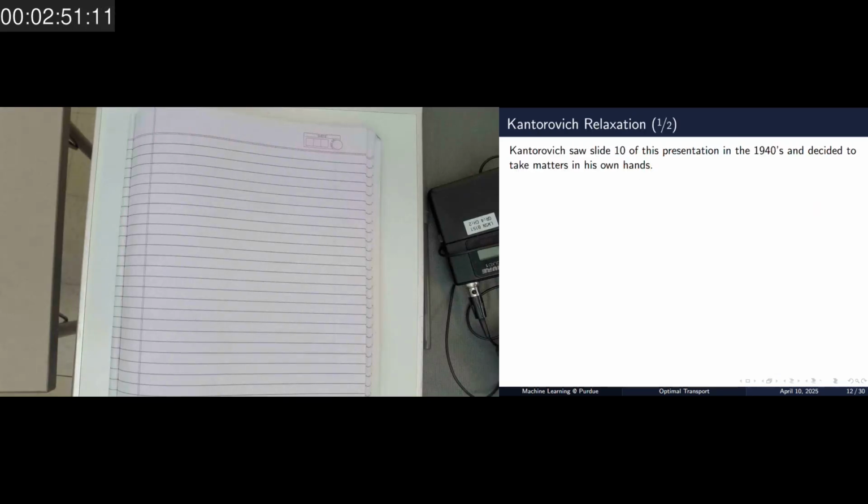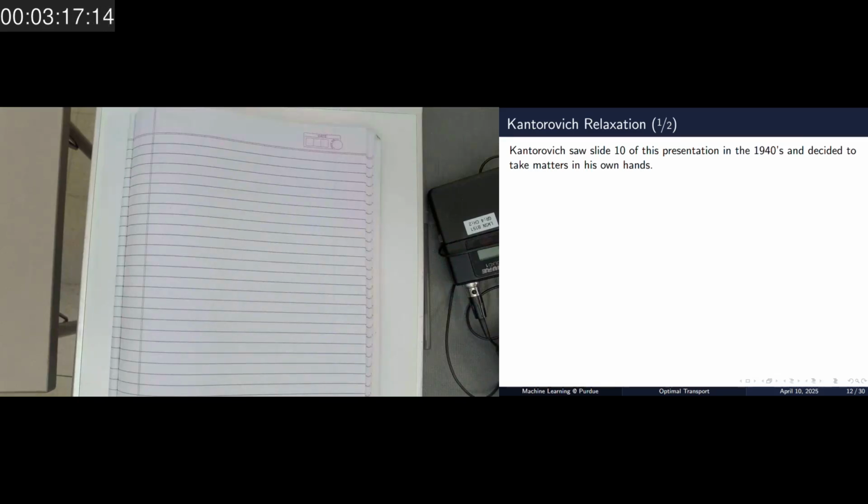And then we discussed the Cantor-Rovitch relaxation. Earlier, there were some problems with our original formulation, where we were basically assigning the total transfer of mass from some input to some target. And now we are basically splitting things up. We are saying we can break up a single input into multiple target locations. And that is basically the idea of the Cantor-Rovitch relaxation.